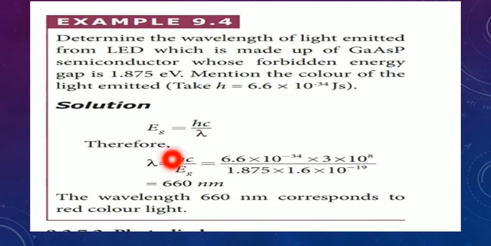Therefore lambda equals hc by Eg, where h is the Planck's constant and c is the speed of light. So what is the value? 6.6 into 10 power minus 34, Planck's constant is given, into speed of light 3 into 10 power 8, divided by energy, which is given, 1.875 into 1.6 into 10 power minus 19. இது எதுக்கு சார்? எலக்ட்ரானோடது, அதனால் நம்ம இதோட மல்டிபிள் பண்ணியிருக்கோம், ரைட்டுங்களா?